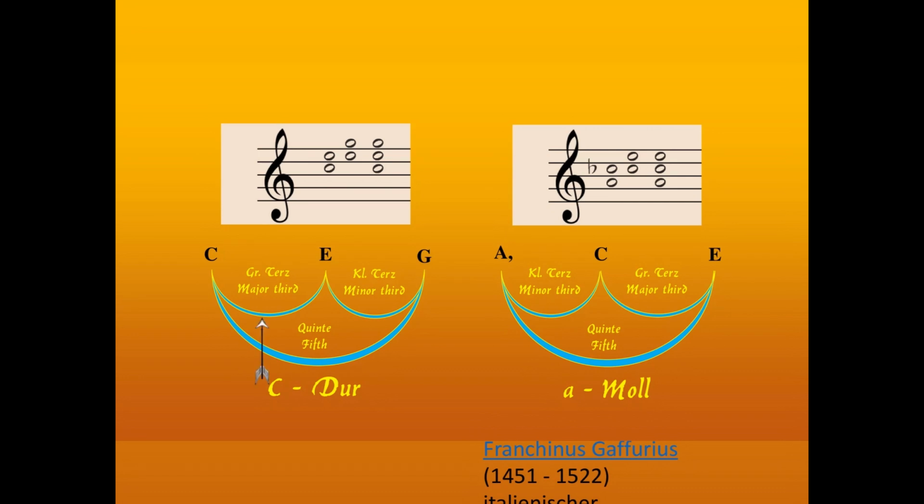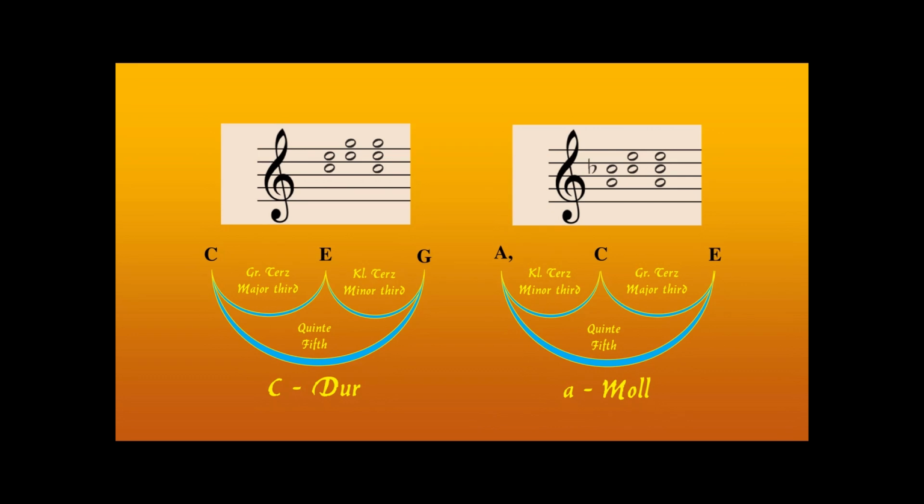The major third, followed by the minor third, includes a fifth and forms the major triad. The minor third followed by the major third forms the minor triad. The accompanying voices now became increasingly complex and included all intervals from the octave to the whole tones.